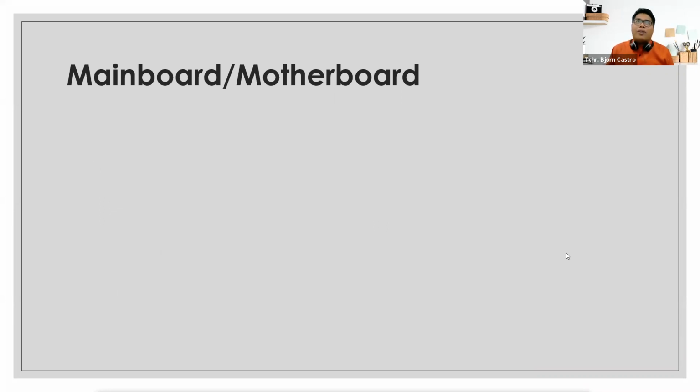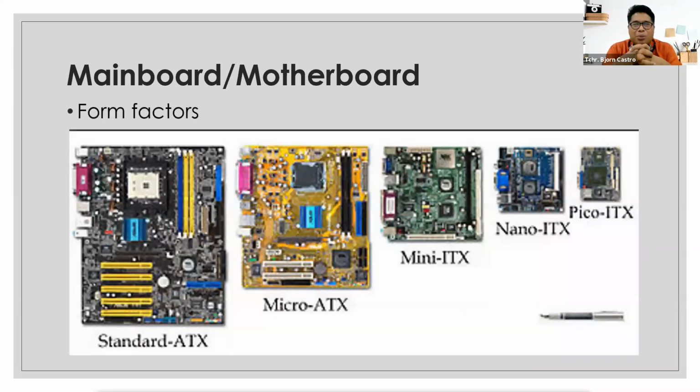So there are different form factors or sizes. Basically, form factor is the size of your motherboard depending upon your requirements. If you want four, you can have as much as 4 memory RAM modules in your motherboard. So you go for standard ATX. If you want only 2, you get the micro ATX. Mini ITX, you only get 1 memory module.